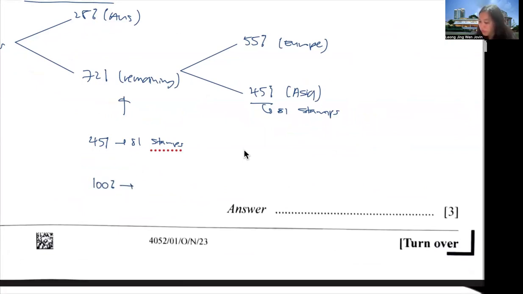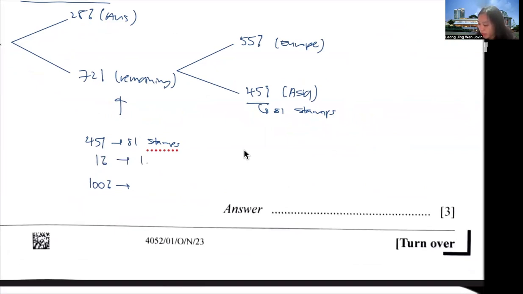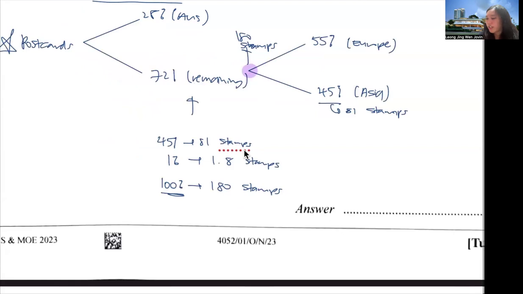If 45% is 81, to find 1%, you take 81 divided by 45, you get 1.8. It doesn't really make sense mathematically, but it's okay. If I multiply by 100, this gives me 180. So this 100% is 180 postcards. At this point, I have 180. Don't be confused about where we are yet. Over here, it's 180.